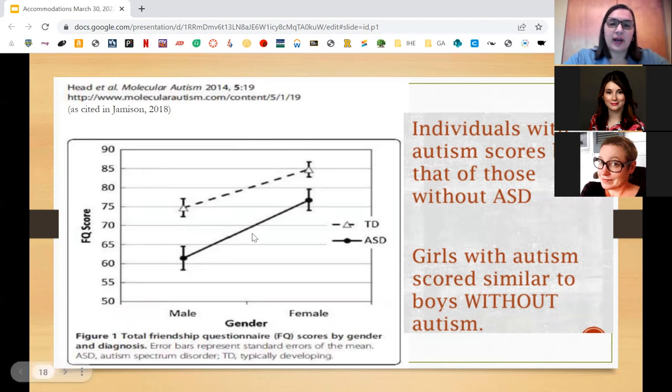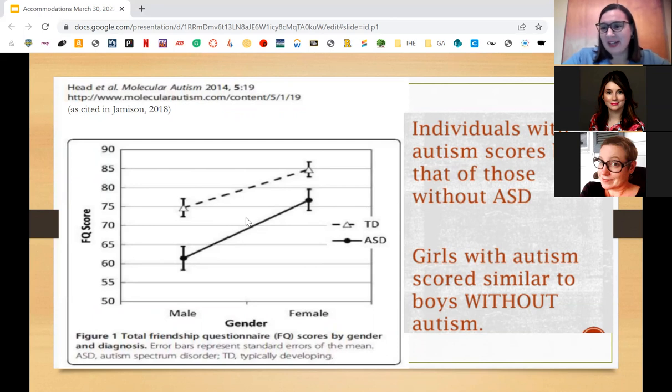And the same is true on this chart for boys and girls with autism. Those are represented by the dark circle on the chart. But you'll also notice that girls on the autism spectrum are at roughly the same scores as boys without autism spectrum disorders. So if you have all of these people in your classroom, a bunch of typically developing girls and typically developing boys, your girls with autism spectrum disorder, who may be having some of the same social skills as their male counterparts without autism, might fly under the radar.